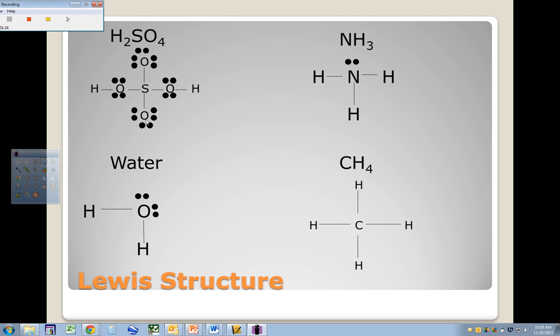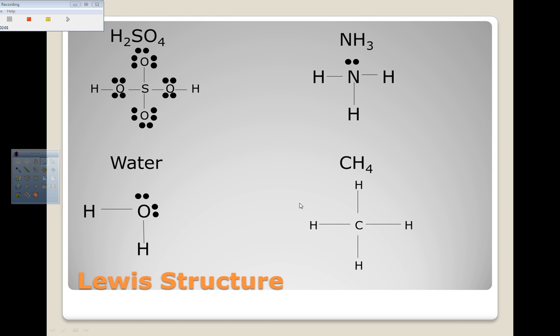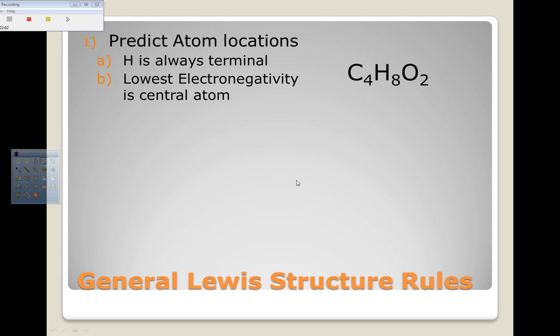where there's more than one central atom. See, this has one central atom. This has one central atom. Ammonia has one central atom. That's pretty straightforward. So how do we do it? I'm going to go through 5 basic steps that you can follow every time to make these structures.